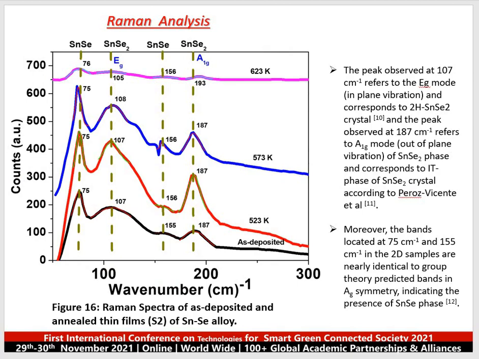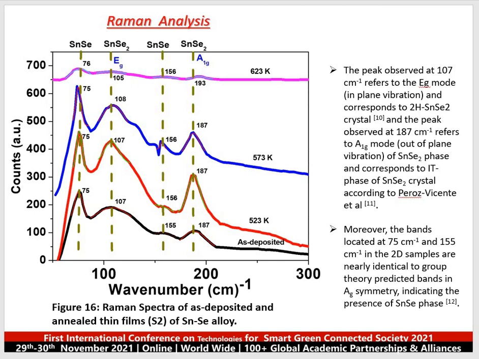In order to evaluate the vibrational properties and crystal structure, Raman spectra of the 473 K as deposited and annealed samples were collected in the wave number range 50 to 300 per centimeter. The Raman spectrum of the as synthesized sample indicates the presence of SnSe2 phase along with SnSe phase. The peak observed at 107 per centimeter refers to the Eg mode, that is in-plane vibration, and the peak observed at 187 per centimeter refers to the A1g mode, that is out-of-plane vibration of SnSe2 phase.